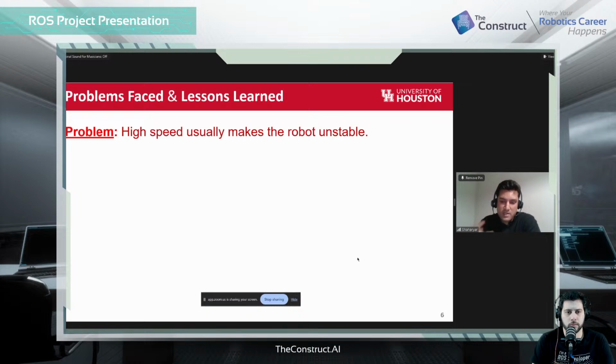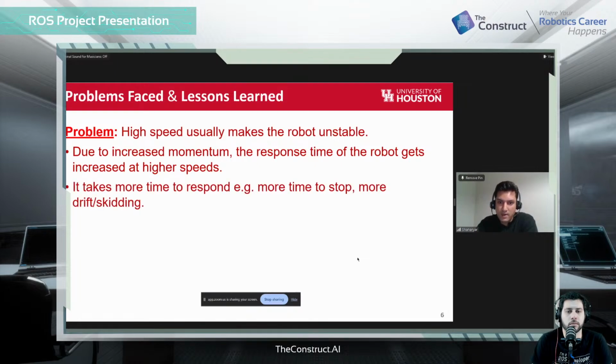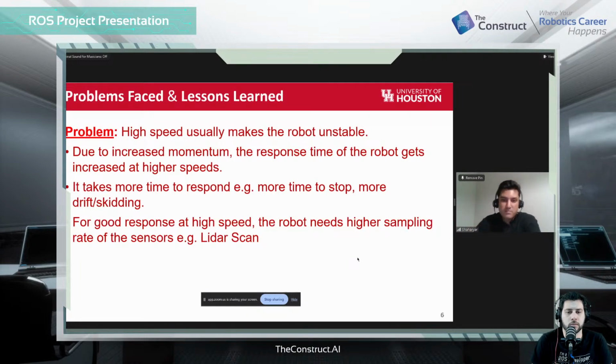The problems I faced and lessons learned are: the first problem is that high speed usually makes the robot unstable, and due to increased momentum, the response time of the robot increases at higher speeds. It takes more time to respond, for example more time to stop, or it will drift or skid more. For good response at high speed, the robot needs a higher sampling rate of sensors like the lidar scan and other sensors. So the solution is to try a slower speed for smooth response, like I did in my project. You saw the robot was moving smoothly.